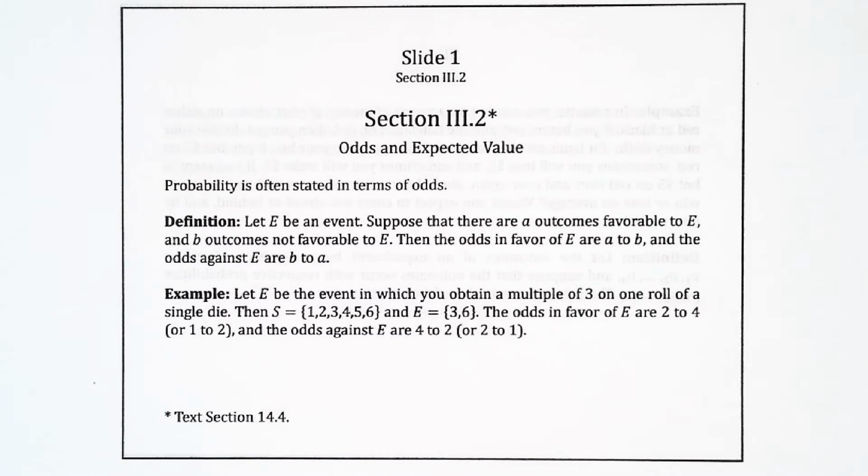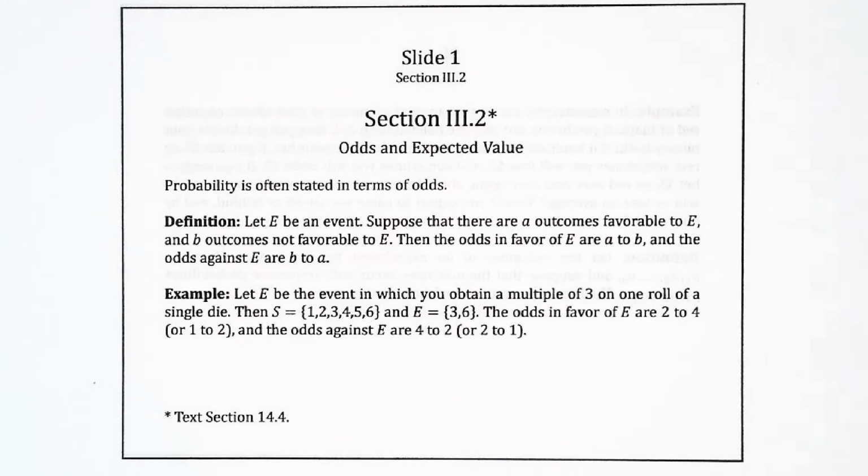Okay, so let E be an event. Suppose that there are A outcomes favorable to E and B outcomes not favorable to E. So in other words, there are A ways for E to happen and B ways for E not to happen. Then the odds in favor of E are A to B, and the odds against E are B to A.